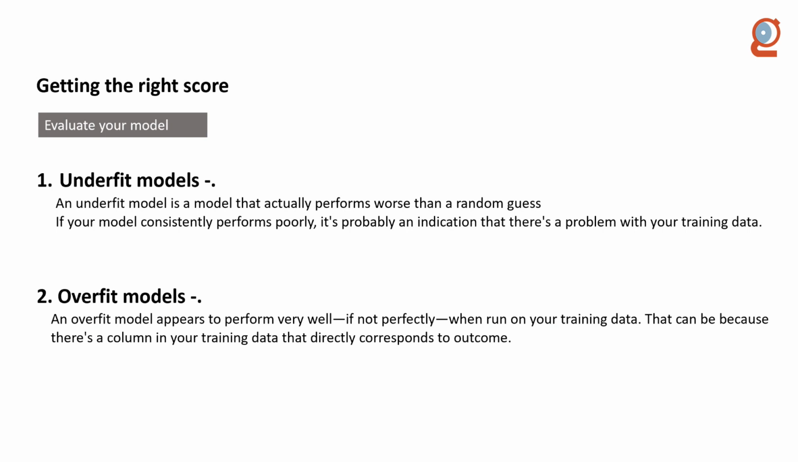And then we have the overfit models, where it appears it performs very well, if not perfectly. This is because, for instance, we have a predicted outcome, so we have a column that directly corresponds to the outcome. This can give you a perfect score when you're using your AI model.